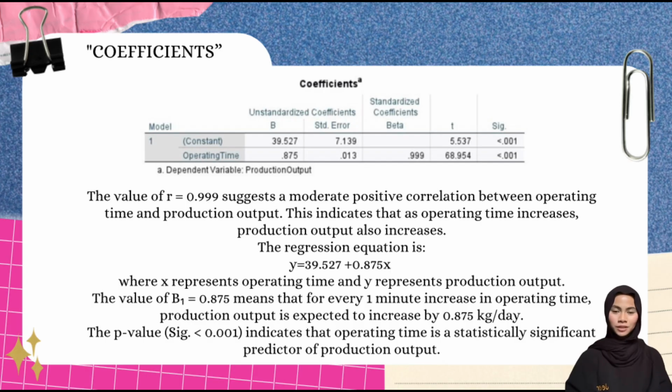The regression equation obtained is y equals 39.527 plus 0.875x, where x represents operating time in minutes and y represents production output in kilograms per day. The constant value 39.527 indicates the estimated production output when operating time is 0. The slope coefficient b equals 0.875, meaning that for every 1 minute increase in operating time, production output is expected to increase by 0.875 kg per day. The p-value is less than 0.001, which shows that operating time is a statistically significant predictor of production output. Therefore, operating time has a significant and positive effect on production output.